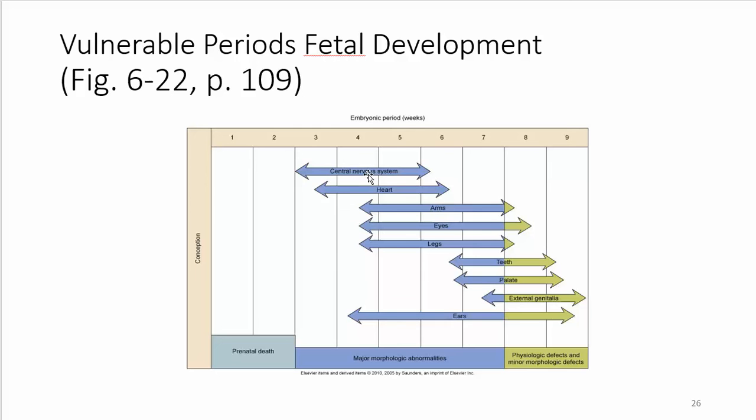If the exposure to the teratogen happens in week 7, it's probably not going to affect the central nervous system or the heart, but maybe problems with the limbs, eye development, genitalia.